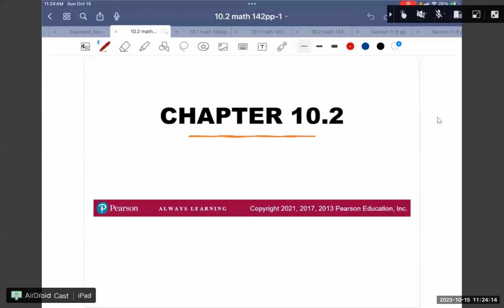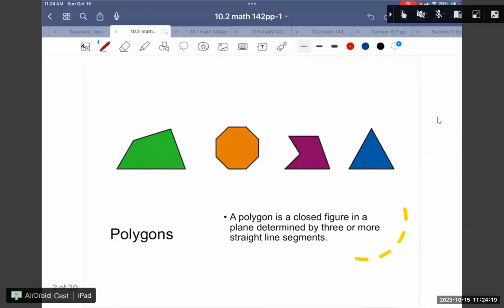Hello everyone. So today we go with 10.2, the polygons.